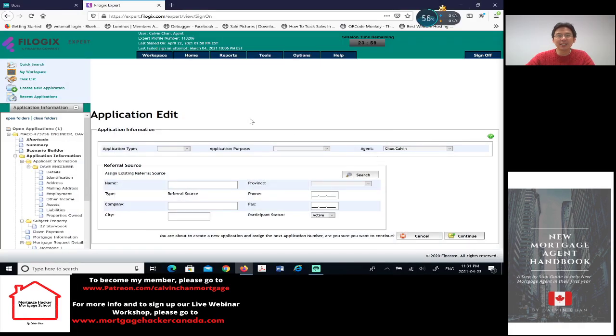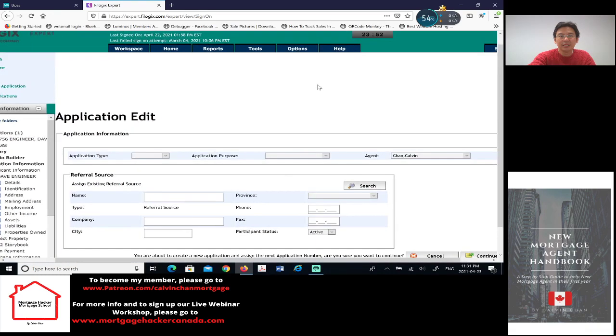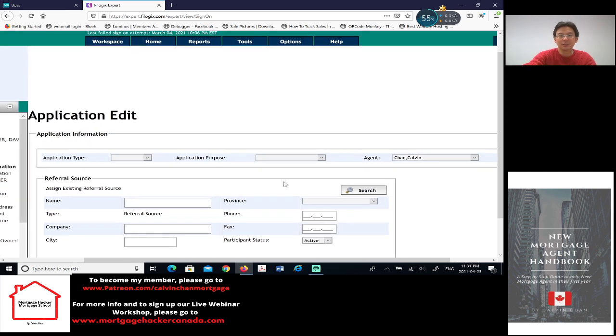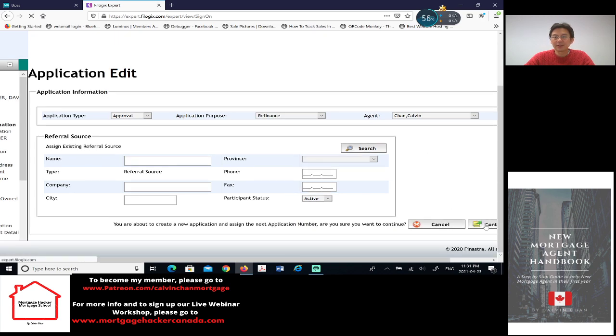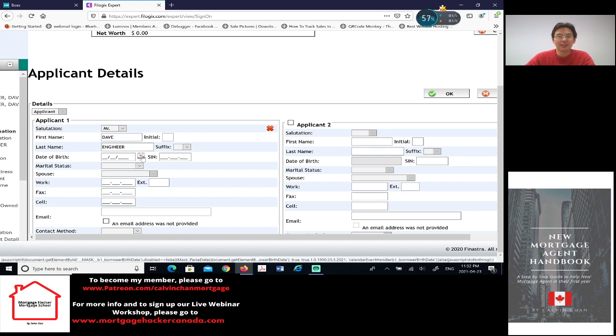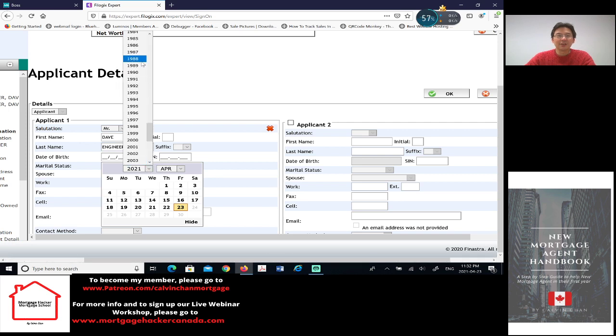As you can see, this is Filogix. Let me zoom in a little bit, because I remember last time the screen was a little small. So we're doing the approval. This time we are going to choose refinance, continue. Let's make it simple and assume this is an application for a single person. Let's do Mr. Dave, engineer. If you have been in my workshop or my digital course, you know I love Mr. Dave, engineer. You have heard of him.